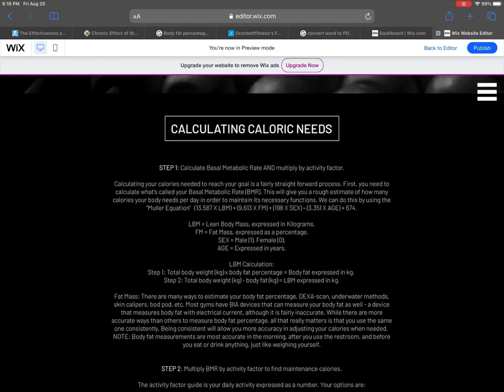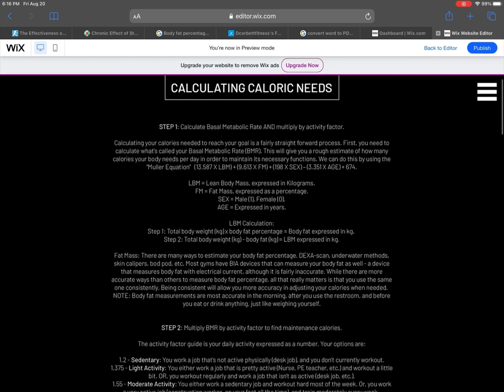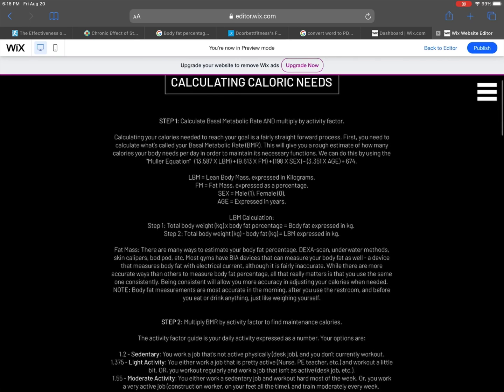Right below that are the definitions of the abbreviations in the equation. Lean body mass is expressed in kilograms, fat mass is expressed as a percentage, sex is male equals 1, female equals 0, and age is expressed in years. How we calculate our lean body mass is total weight in kilograms times our body fat percentage. That gives us body fat expressed in kilograms. Then the second step is total body weight in kilograms minus our body fat in kilograms that we just calculated, which gives us our lean body mass expressed in kilograms.